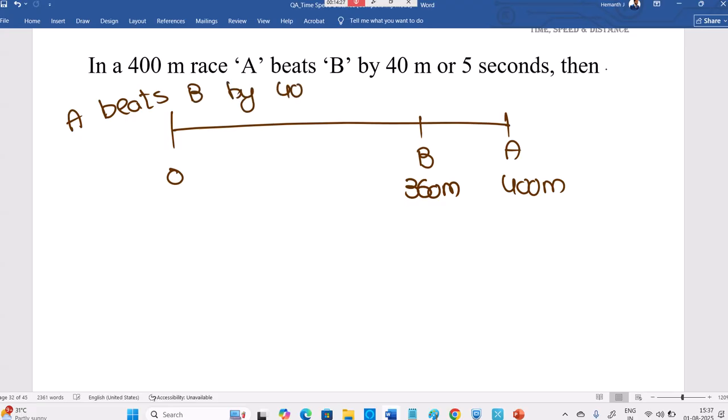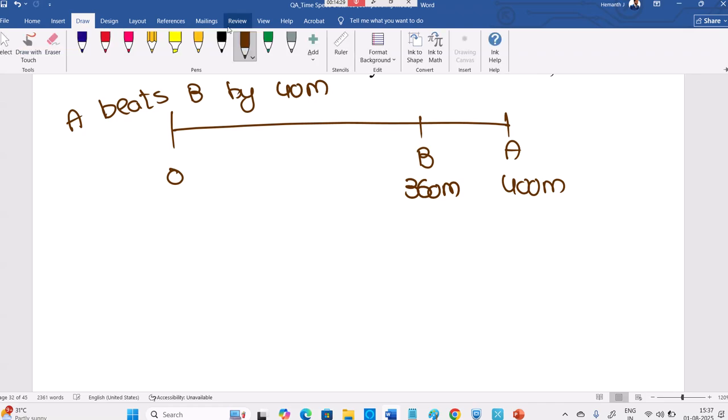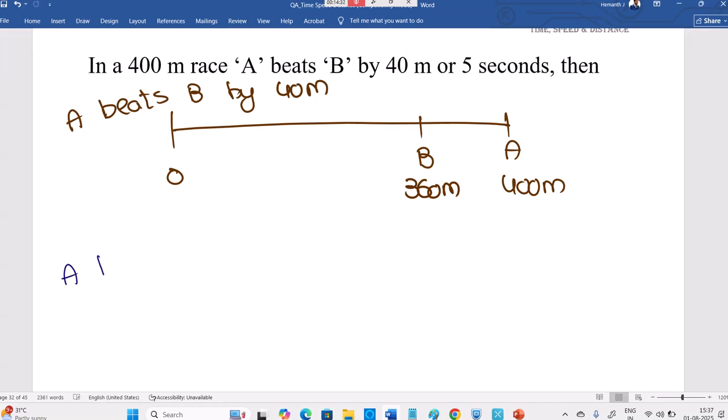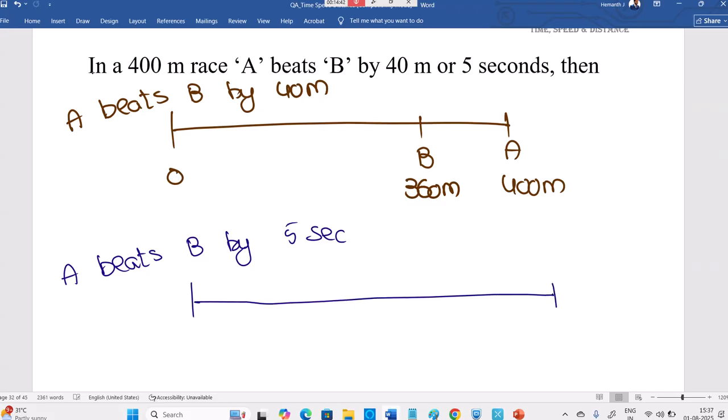There is one more statement in the question, my dear friend. What's the one more statement? A beats B by 5 seconds. Now see, I said when it is regarding timing, both should complete the race. So A will be at 400, B also at 400. But what is the problem? B takes 5 seconds extra.